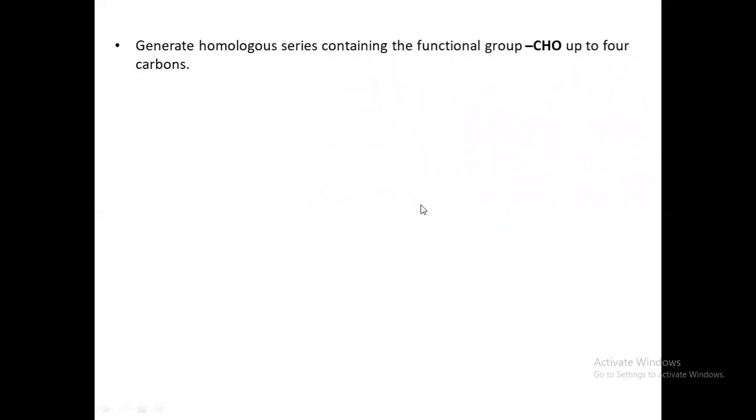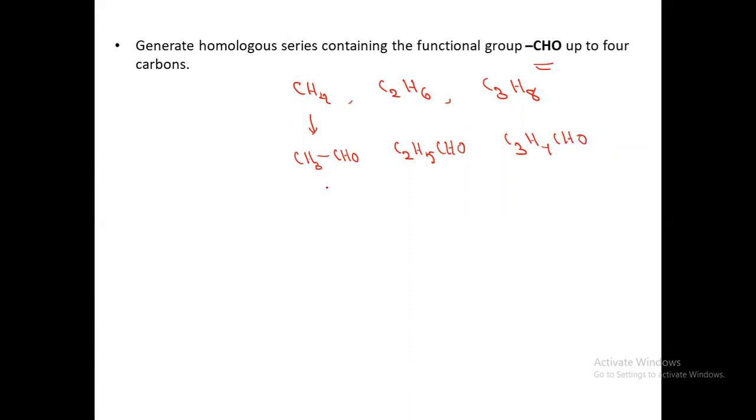Okay, clear. So you can expect this type of question. We'll do one more with CHO. The same way you can do CH4, C2H6, C3H8. Now if you replace one hydrogen with CHO, it will be CH3CHO, C2H5CHO, C3H7CHO. As we discussed in the case of COOH, CHO also has one carbon. The functional group itself has one carbon, so in total this will be two carbons.